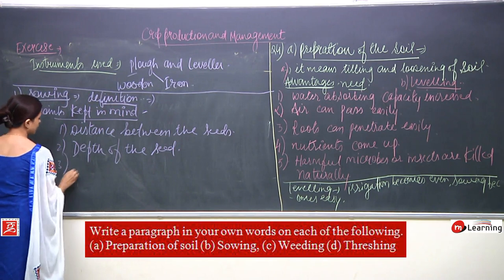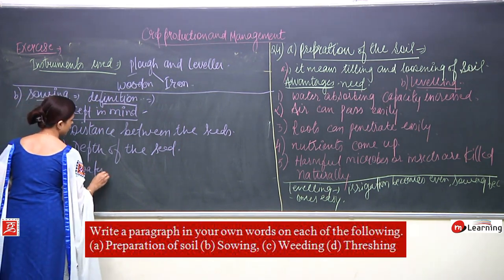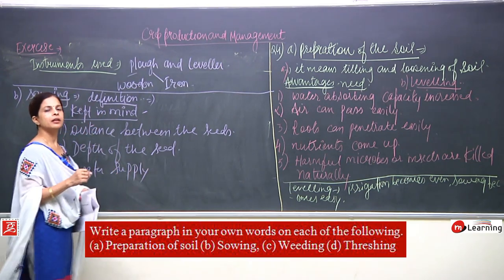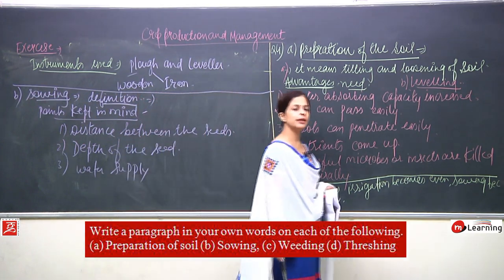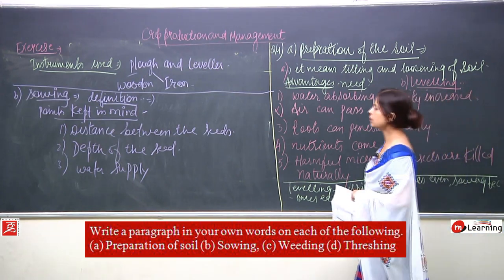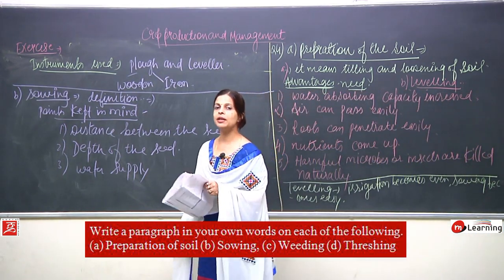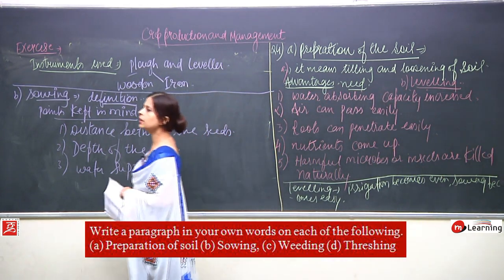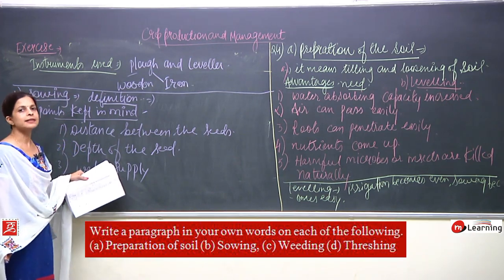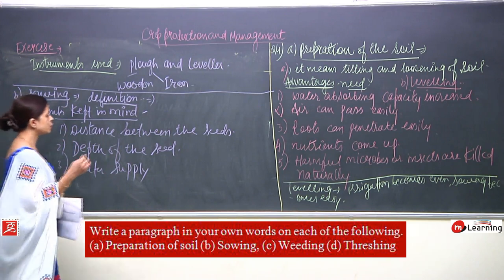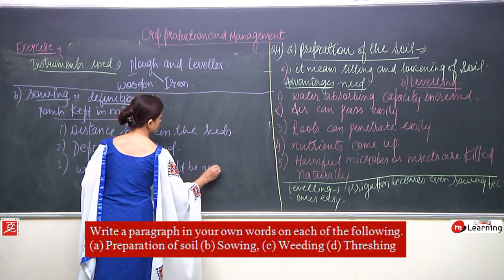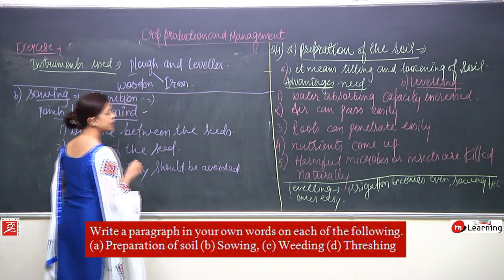Then watering or water supply. The field shouldn't be irrigated after sowing. What will happen? The seeds will be washed away. So water supply should be done timely. If the land is dry, it should be made a little wet at the time of tilling only, and then the seeds have to be sown. So water supply should be avoided, which means irrigation can't be done.